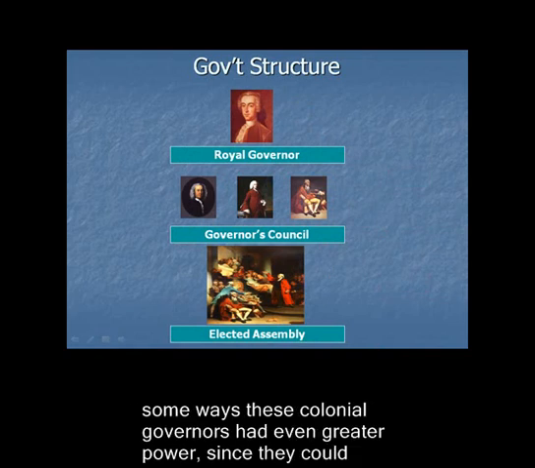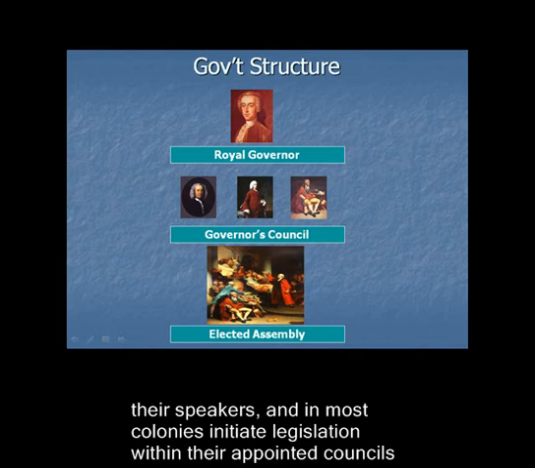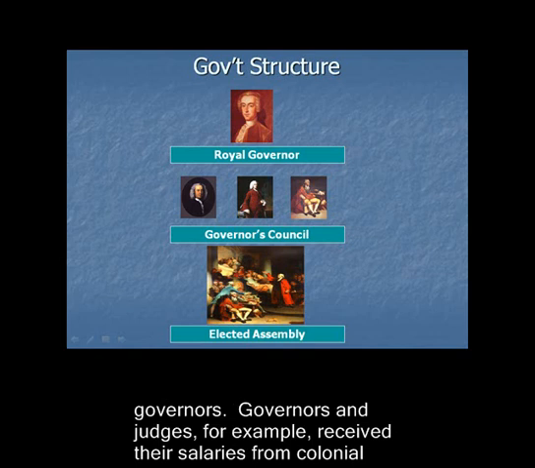The royal governor was the chief executive, whose position was somewhat similar to that of the monarch in English government. In fact, in some ways, these colonial governors had even greater power, since they could generally dissolve the lower house of the legislature at will, control the elections of their speakers, and in most colonies initiate legislation within their appointed councils, the upper house. However, there were significant checks upon the power of royal governors.